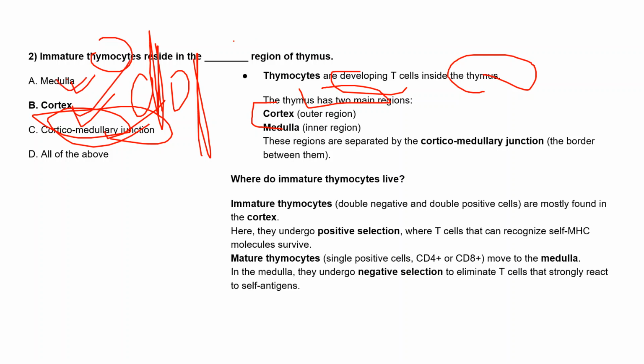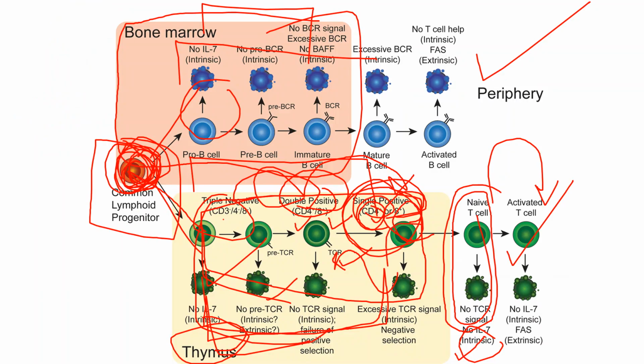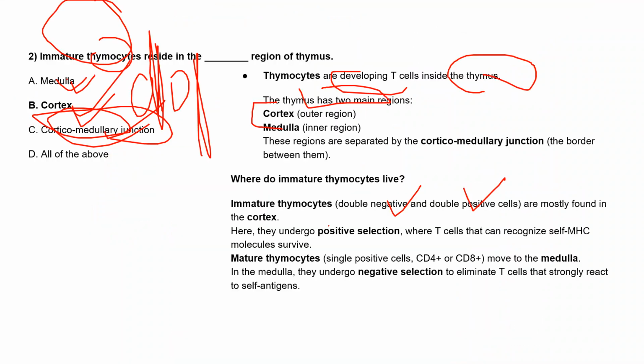So what happens? These immature thymocytes are the double negative and double positive cells, because they don't have the single positive cells, right? If there is a single, then we can say that. But these are the immature T cells because they are populations which are double negative or double positive. Normally, these populations are mostly found in the cortex. Here they undergo positive selection. Now they have to go through positive selection and negative selection also. In positive selection, the T cells that can recognize the self MHC molecule will survive.